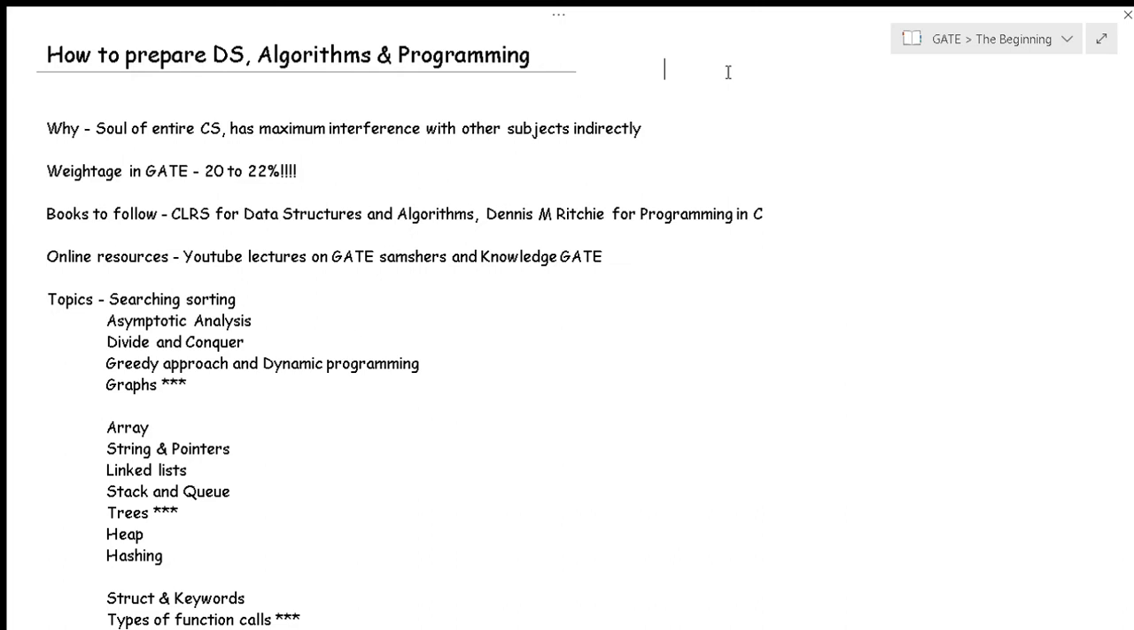Now the book to follow is CLRS. CLRS is like the Bible for data structures and algorithms. See, I'll show you. This is CLRS, and this is the chapter on minimum spanning tree. What I recommend is that you go read the chapter and understand it. You might face trouble if you are reading it for the first time.